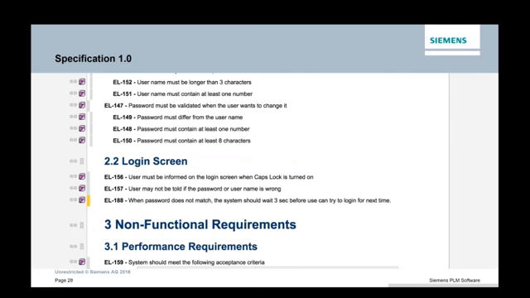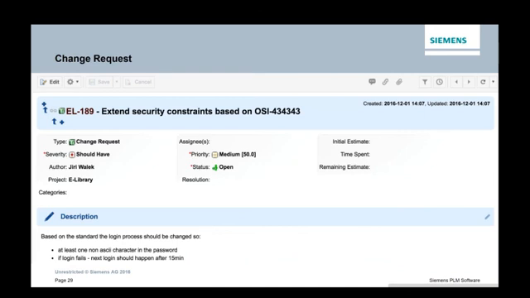So I really have the system working. I've released version 1.0, and there is a change request. The change request describes the need from the business to extend the security constraints based on some hypothetical standard here. And I can gather the actual expectation that, based on this standard, we would need to change the login process, so there is at least one non-ASCII character in the password, and if the login fails, the next login should happen after 15 minutes.